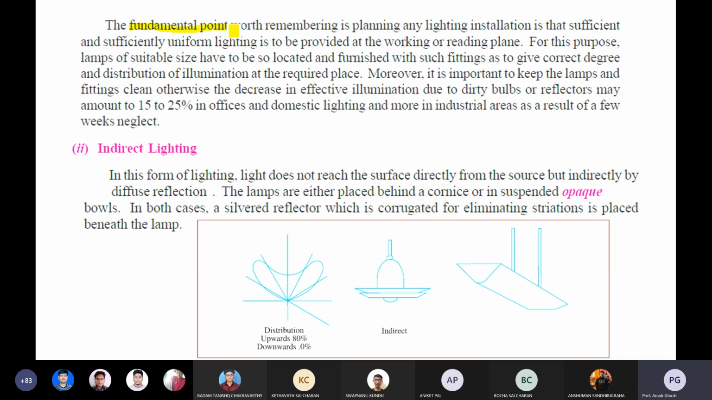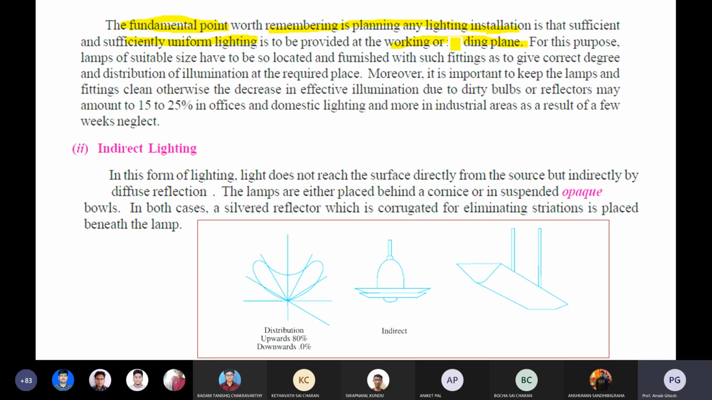Then the fundamental points to remember in planning any lighting installation: there should be sufficient and sufficiently uniform light. Otherwise, the human eyes will be affected. It should be provided at the working or reading plane. Mental concentration is very important, so if everything varies, it breaks our mindset. After breaking or hampering the mindset, we are not able to do the work in a concentrated manner. That's why it is important.